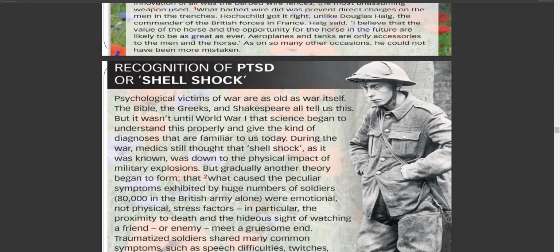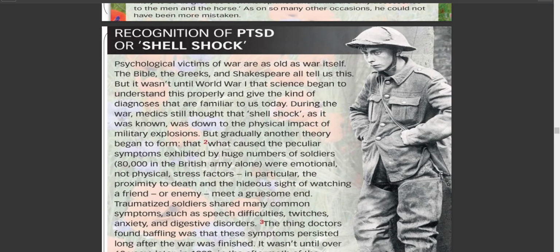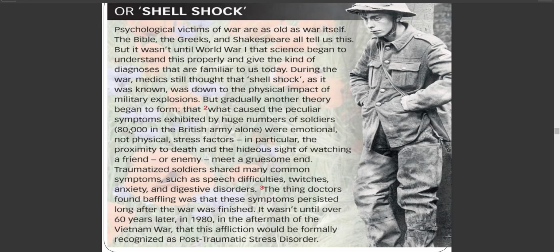And we talk about the psychological conditions that appeared on the soldiers, and also the symptoms that appeared on the soldiers, specifically the British army, and the emotional, not physical, stress factors that affected them and led them to deaths. Some of these symptoms were speech difficulties and also digestive disorders. The thing doctors found baffling was that these symptoms continued after the war ended; it wasn't until over 16 years, and these only ended after 60 years, in the aftermath of the Vietnam War.